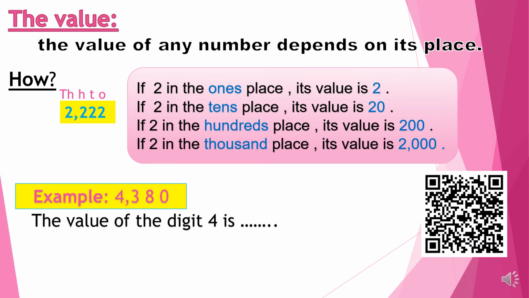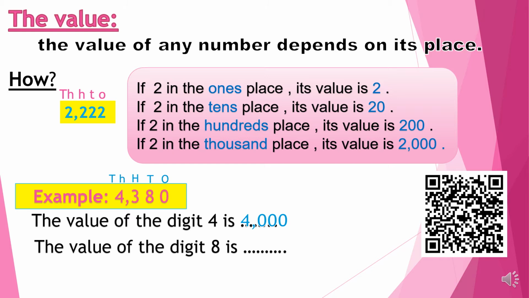Another example here: the value of digit 4 in this number. Let's read this number. We have a comma here after 3 digits, so this 4 is in the thousand family. I will say 4,380. Okay, he wants to know the value of digit 4. This 4 is in which place? Let's put our places: ones, tens, hundred, and thousand. This 4 is in thousand place. In thousand, how many zeros will I give? I will put 3 zeros. So its value will be 4,000.